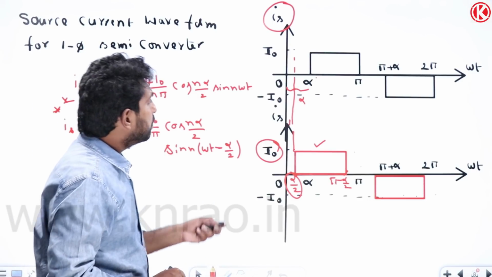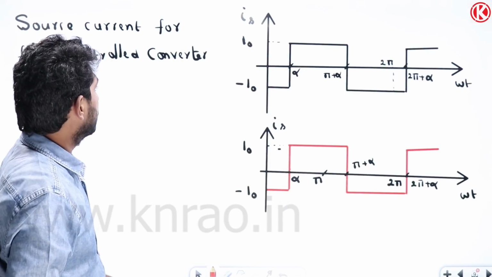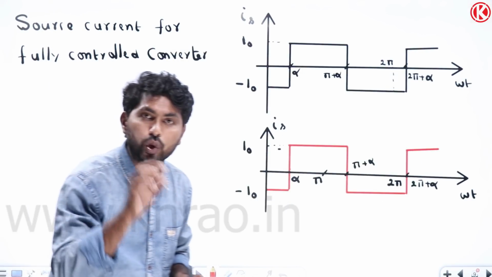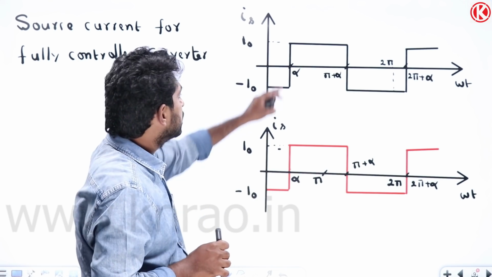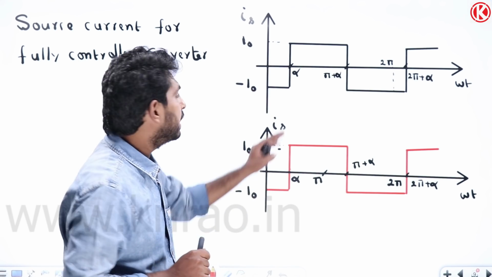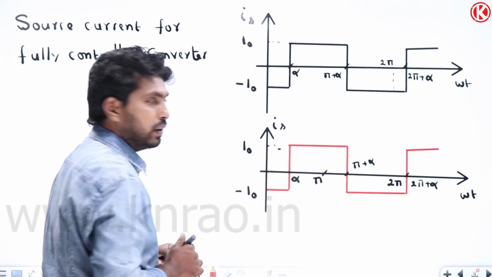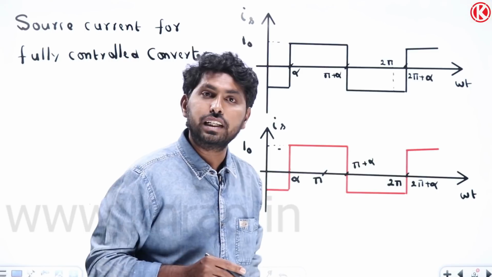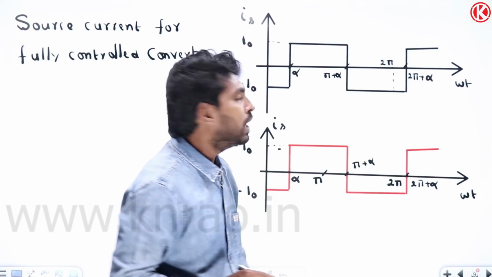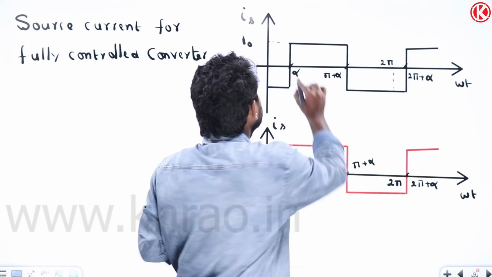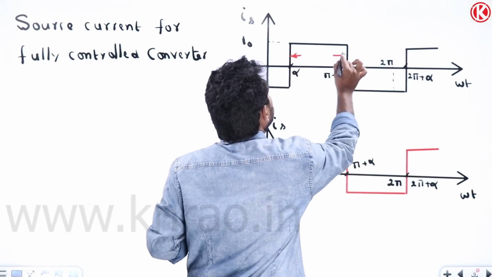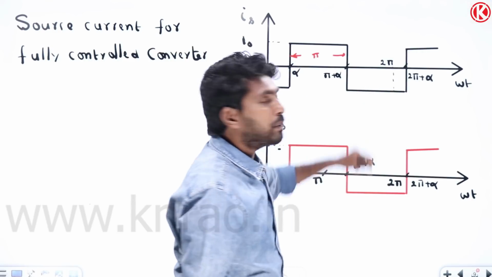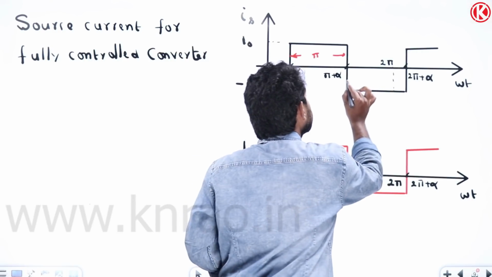Now let me solve the next waveform. This is the source current waveform for the fully controlled converter. How can we give this waveform? Observe this waveform. From alpha to pi plus alpha, what is the distance? Pi plus alpha minus alpha, so this distance will be pi. And from pi plus alpha to 2 pi plus alpha, this distance also will be pi.